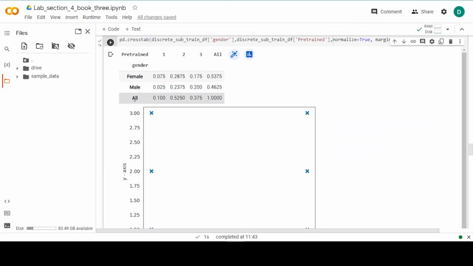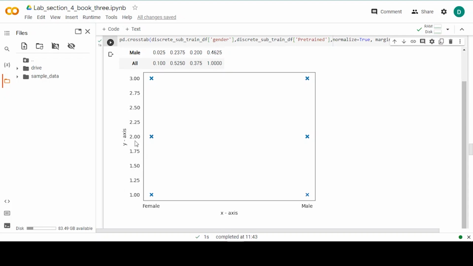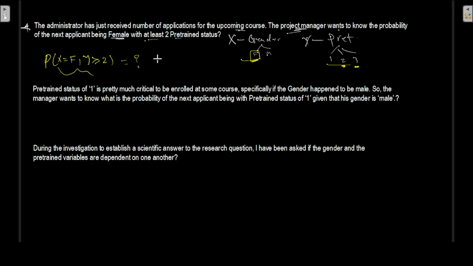From the joint distribution, it is easy to see that we are interested in the female with pre-trained 2 or 3. So these are the two probabilities that we would like to sum up to see the answer to our question. The probability is going to be the sum of these probability points here and here, which is around 46.25%.